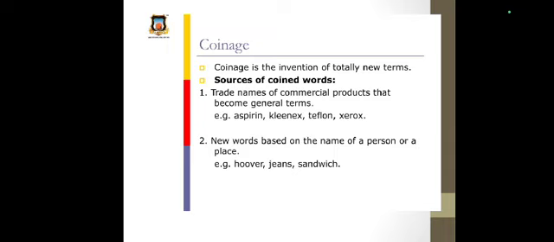Second, new words based on the name of a person or a place. For example, Hoover, jeans, sandwich. Actually, Sandwich is a village. Jeans is also the name of a particular type of clothes, and that's why it is called a coinage.